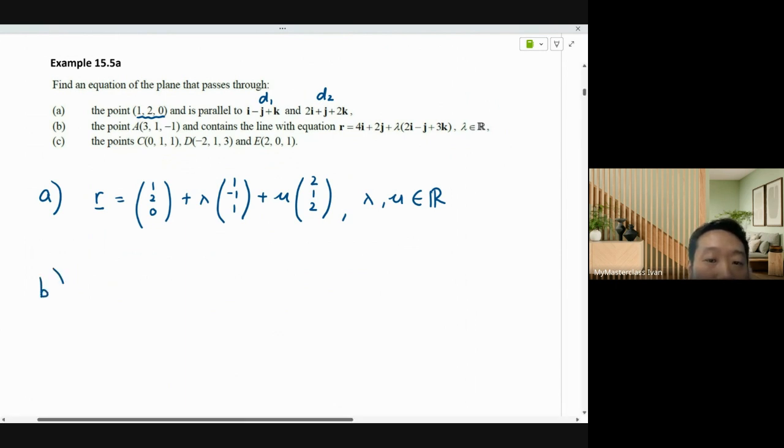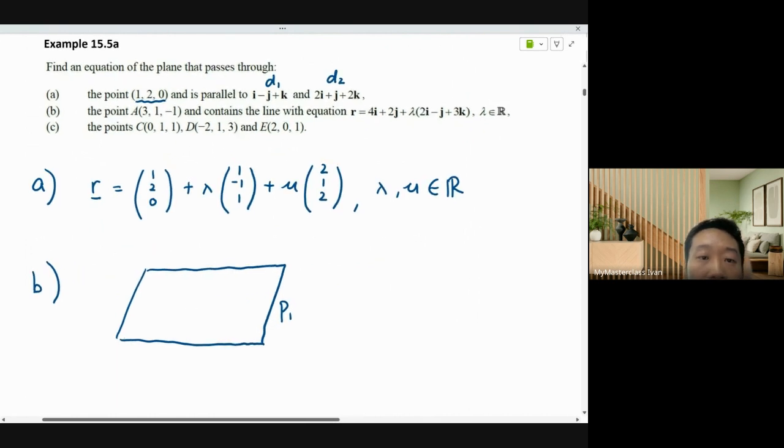So for B, I want you all to know how to draw a plane. Always when you draw a plane, always draw a parallelogram like that. Then this is P1. P1 has a point A here, it doesn't matter where A is. A is (3, 1, -1).